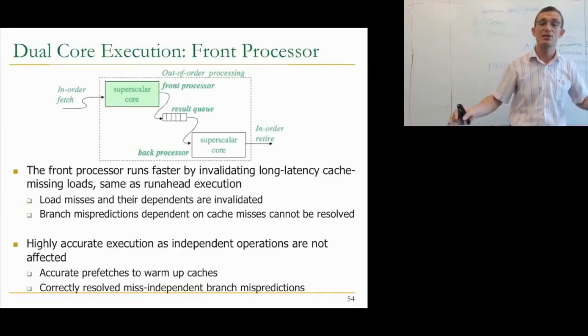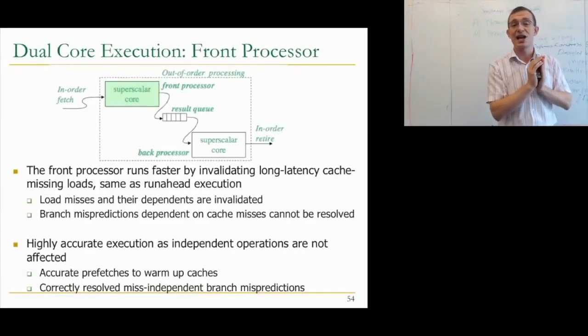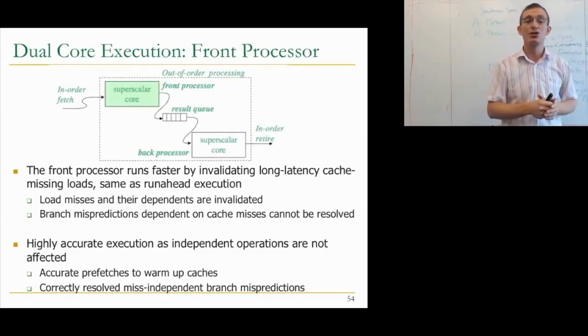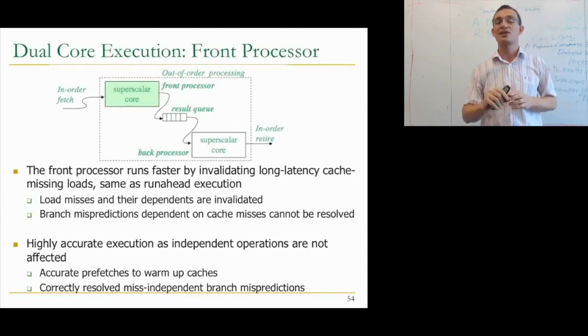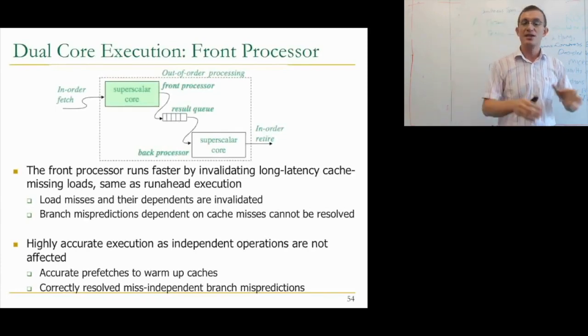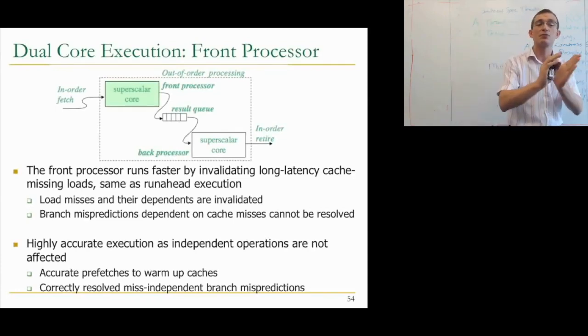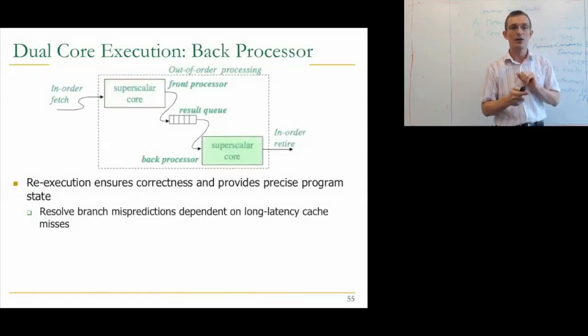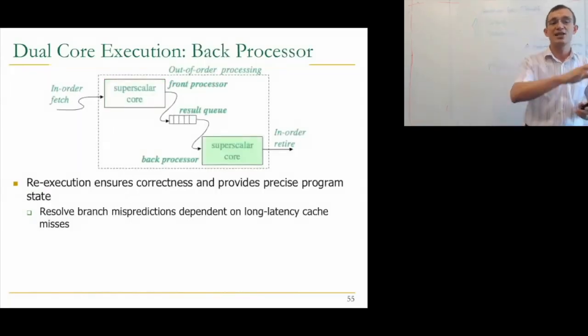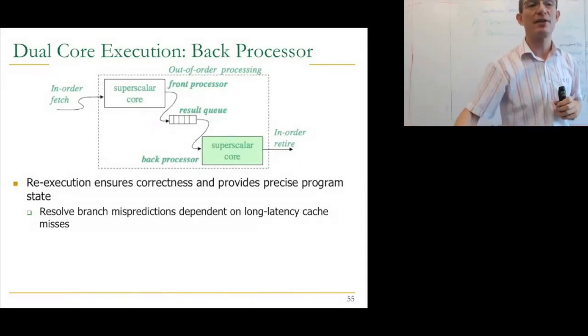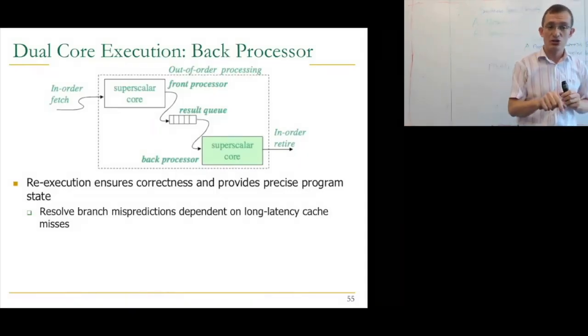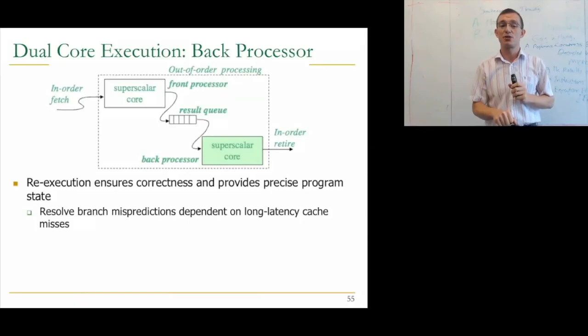So if there's a branch misprediction that's independent of a long latency cache miss whose data is not available, then these mispredictions can be resolved and communicated to the back processor through the result queue. Miss dependents, you don't want to stall on them. That's how the front processor gets ahead. The back processor, on the other hand, re-executes every single instruction that's coming from the front processor to ensure correctness and to provide precise program states.